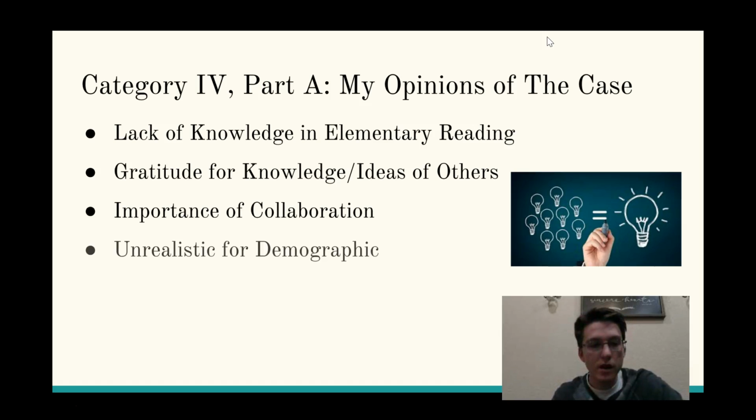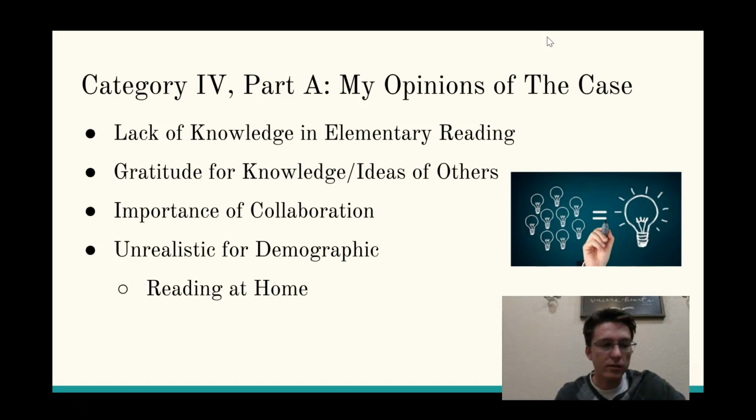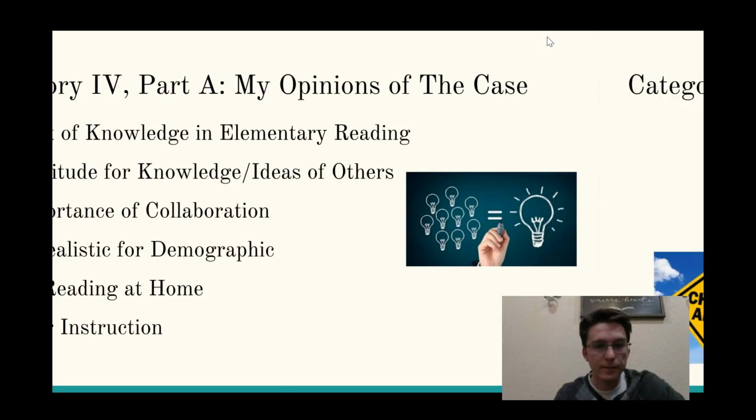And then I also thought it was a little unrealistic for the demographic, right? Having such low reading, especially given the income status, those kinds of things. I would imagine there's going to be a little bit more reading at home, but maybe not. The other thing is I was just surprised by the poor instruction that was occurring, and it seemed like these problems could be fixed pretty obviously.